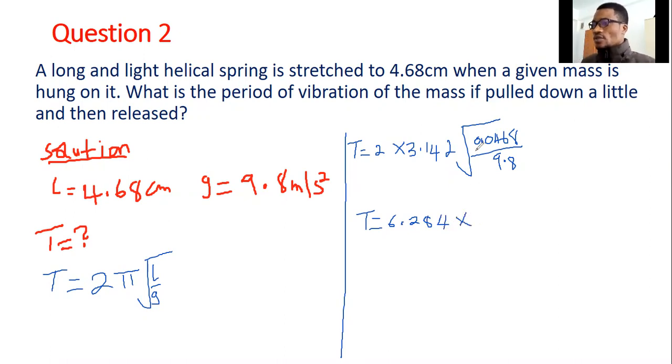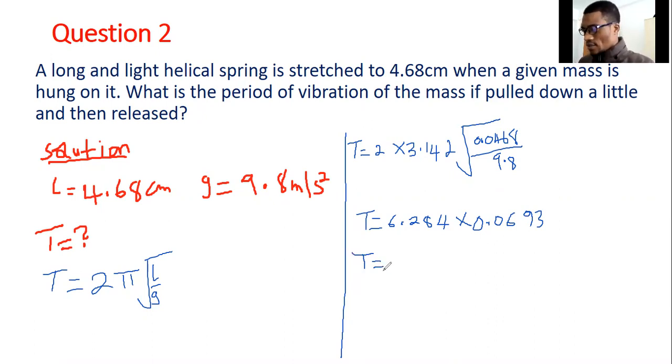So let's check the calculator. Can someone tell me the value? We should have 0.0693. Okay, 0.0693, and then let's multiply it together. Can someone quickly punch the calculator and tell me what is the value?